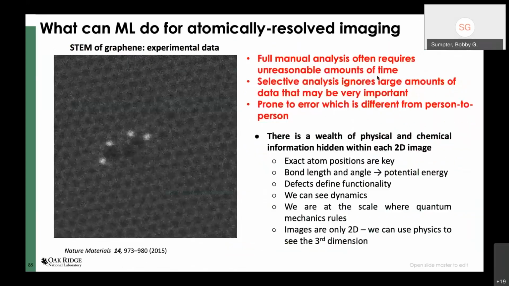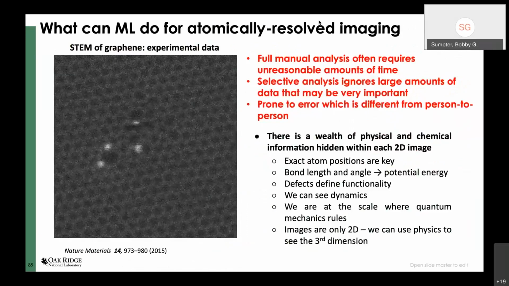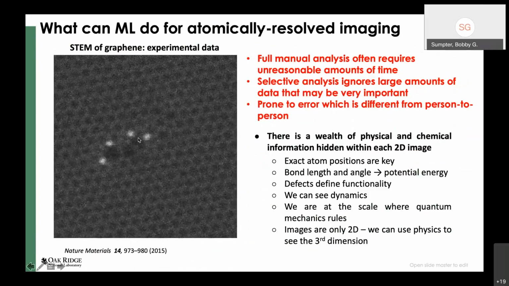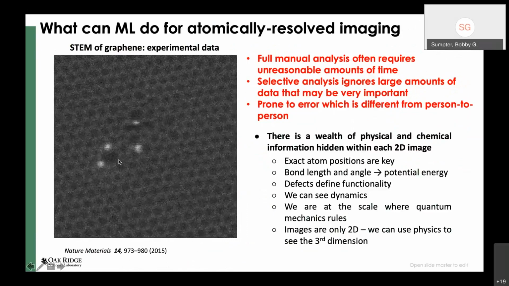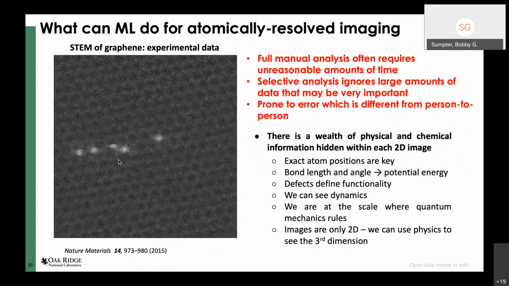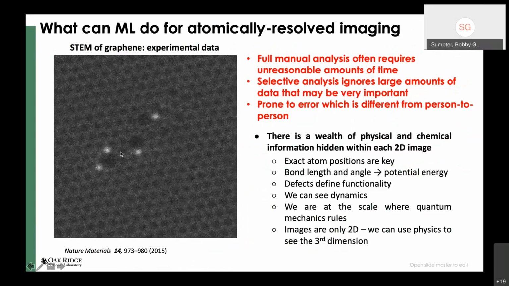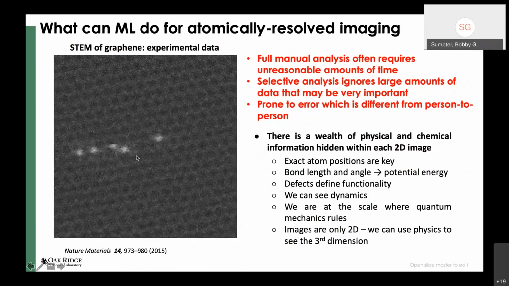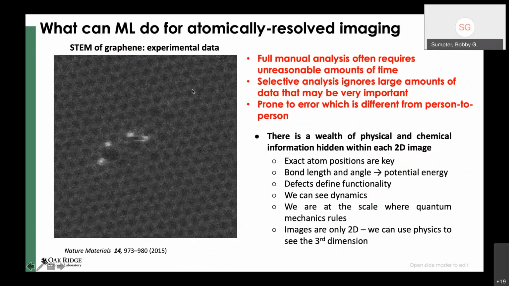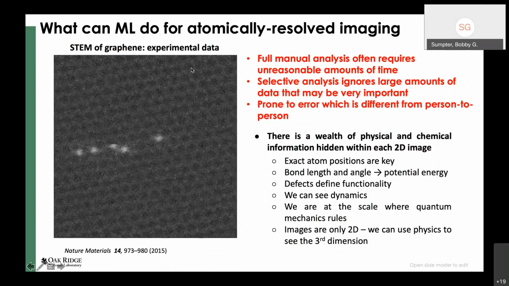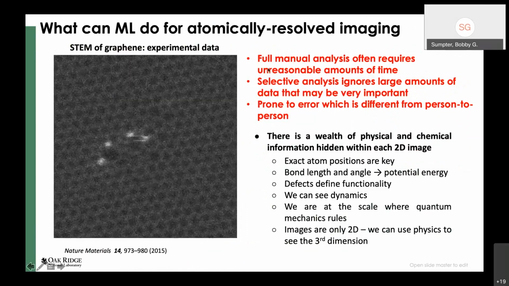So what can machine learning do for atomically resolved imaging? Here's again an image of an electron microscope at a fairly low acceleration, so the image is kind of blurry. But we can sharpen that up through different filters and different approaches. But typically, what that means, if you have, say, 1 million of these images, that's a slow process. It's not fully automated.